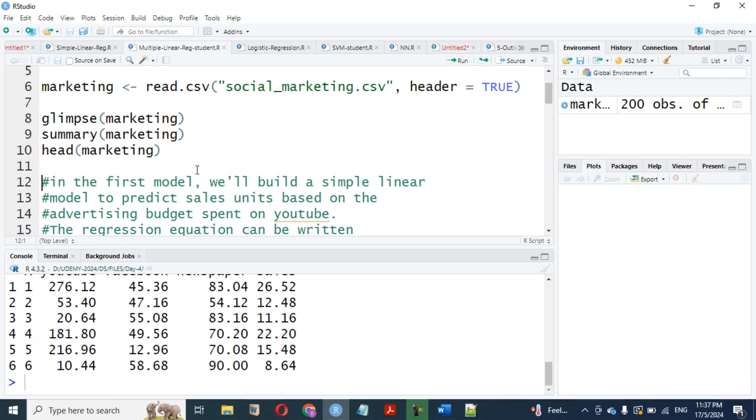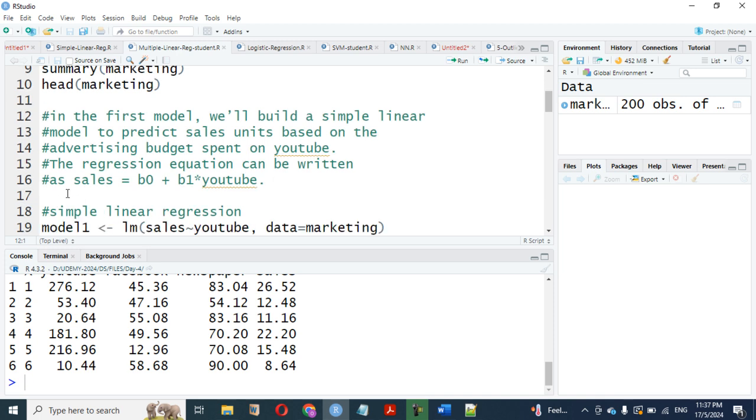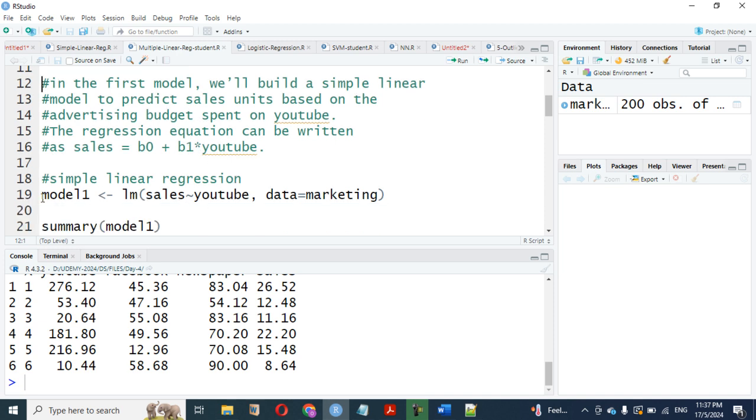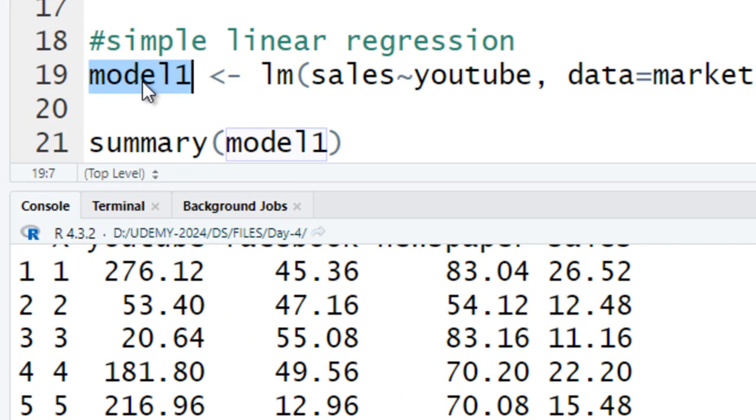All right, so now you want to first build a model. The first model we will build is a simple linear model to predict sales units based on the advertising budget spent on YouTube. We want to look at one predictor first. This is one-to-one, which is called simple linear regression. The regression equation can be written as follows: sales equals b naught, which is our constant, plus the slope times YouTube. So we run this. You can call it any name you want, but I want to call it model one, our new object.